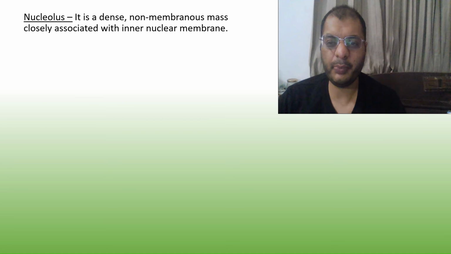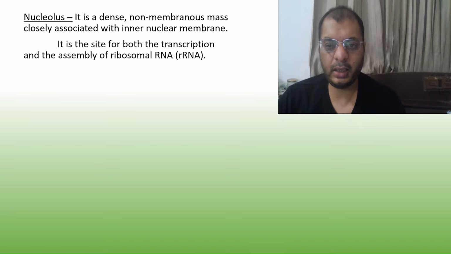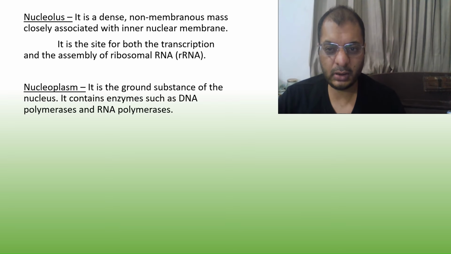Moving on to the nucleolus, it is a dense non-membranous mass that is closely associated with the inner nuclear membrane. And the nucleolus is where the transcription and assembly of ribosomal RNA occurs. Then we have the nucleoplasm, which is the ground substance of the nucleus, just as the cytoplasm is the ground substance of the cell, and the nucleoplasm contains enzymes such as DNA polymerases and RNA polymerases.